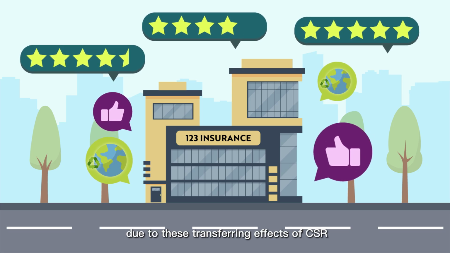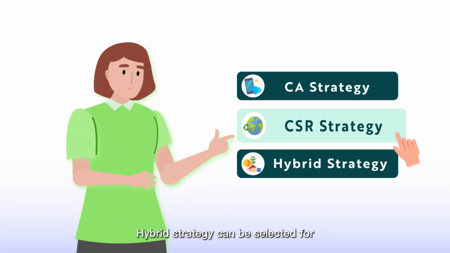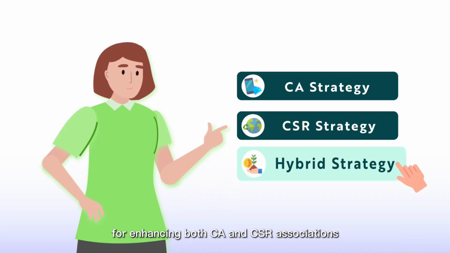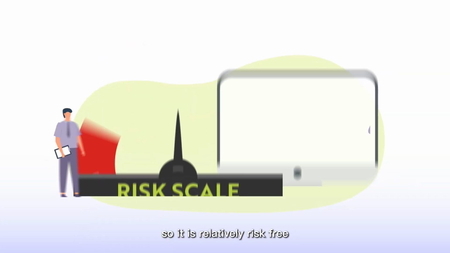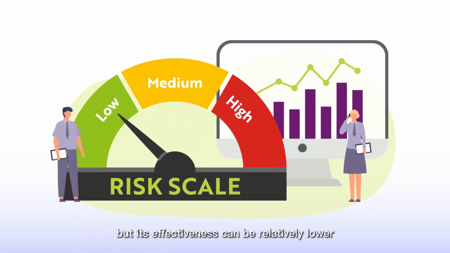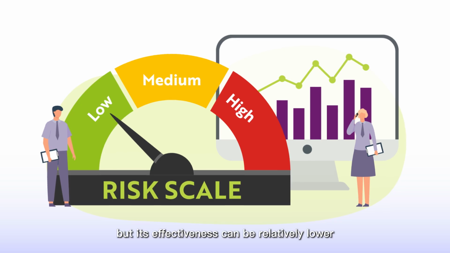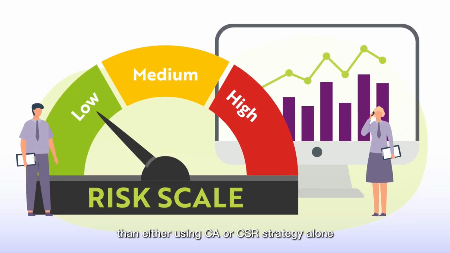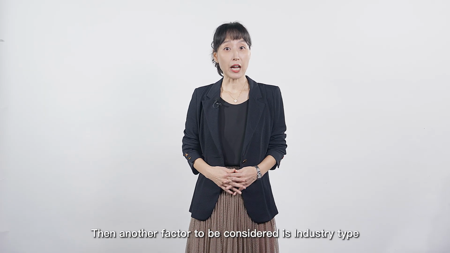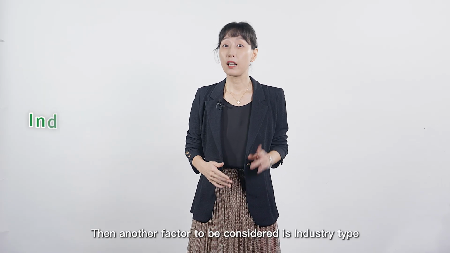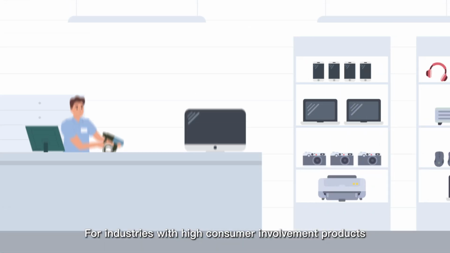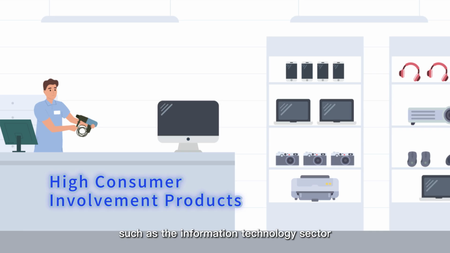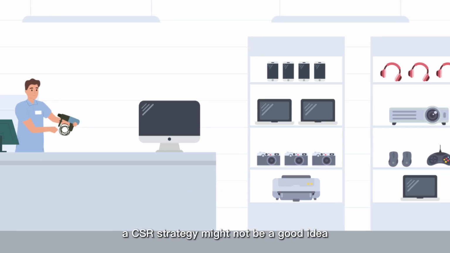So basically, if the company is already well known, it is advisable to take a CSR strategy due to these transferring effects of CSR. Hybrid strategies can be selected for enhancing both CA and CSR associations, so it is relatively risk-free, but its effectiveness can be relatively lower than using either a CA or CSR strategy alone. Then, another factor to be considered is industry type.